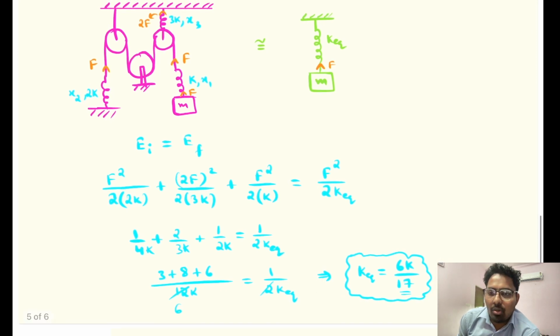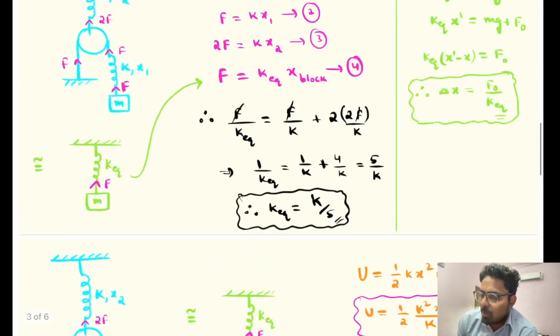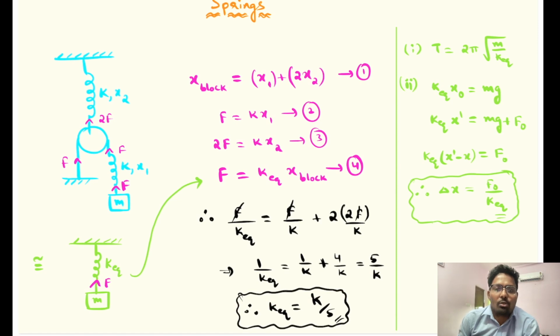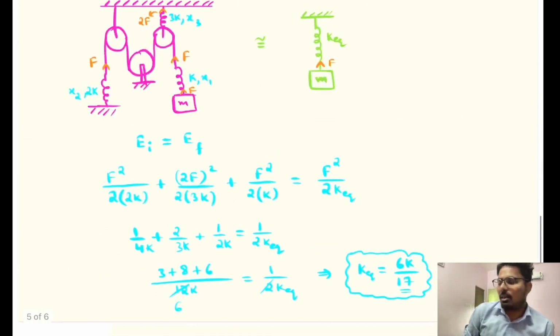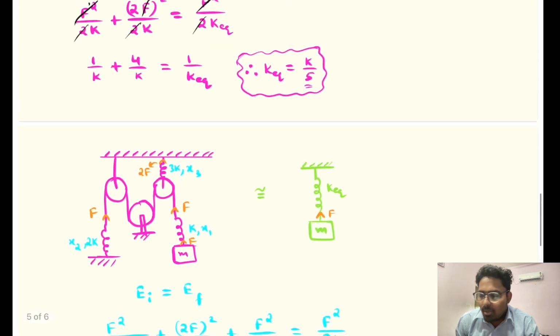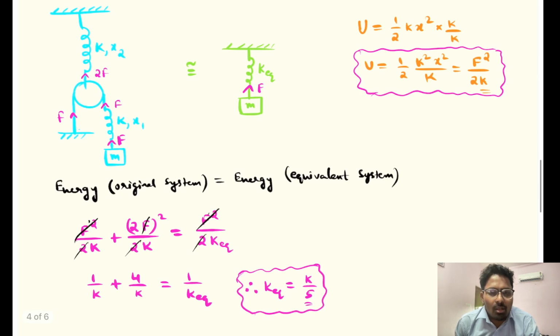If you want to just check whether it is right or wrong, you can go back to the method I have told, the superposition method and force method. You can follow the same method and try to check whether you are getting the same answer or not. I hope this concept is pretty much clear, how to get the equivalent spring constant by using the energy method. If you know this method, many questions in simple harmonic motion and Newton's laws of motion will become very easy for you.